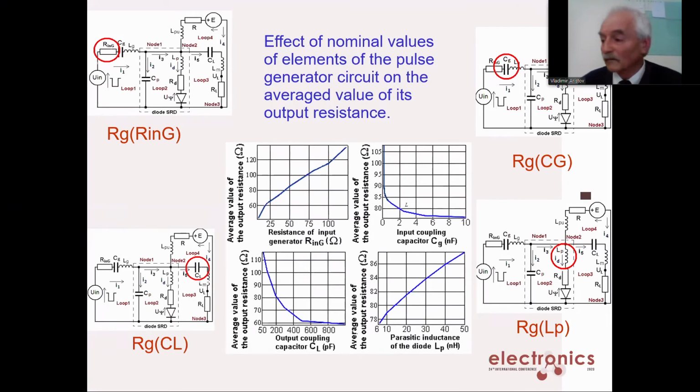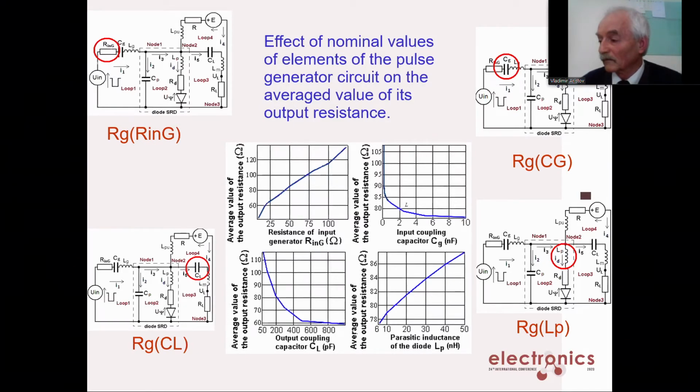Using the above procedure to find the output resistance, we have studied the influence of the major circuit elements on it. The nominal value of the studied element was changed within reasonable limits. The study results of the main elements are summarized in the graph. The output resistance of the generator of input pulse: there is an almost linear direct relationship.